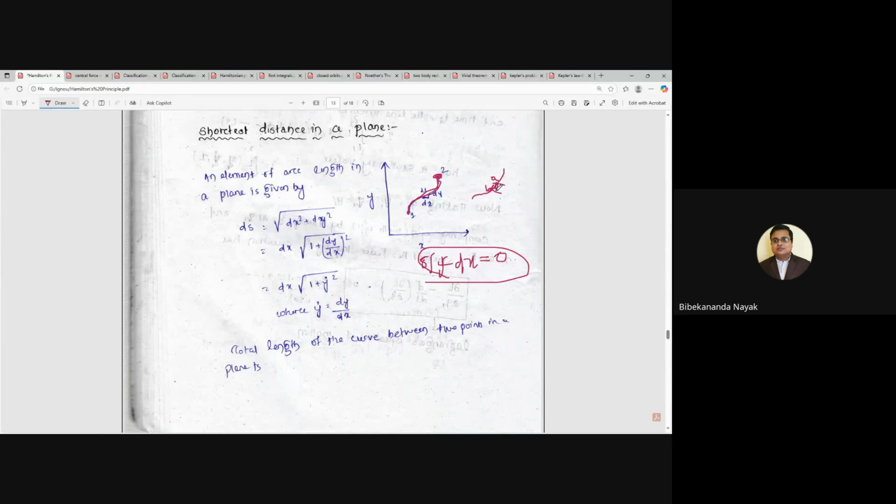In the xy plane, it has an x component and a y component. We know ds square is equal to dx square plus dy square. So ds square is the length of this; we want to know the length. Actually, if you take a short path, it will look like a right angle triangle. And for a right angle triangle, you know h square is equal to p square plus b square, is not it?